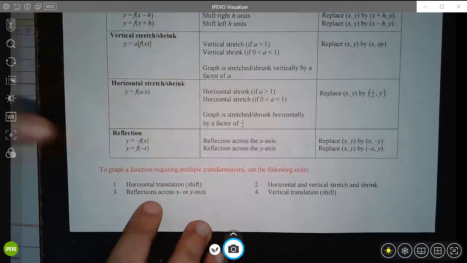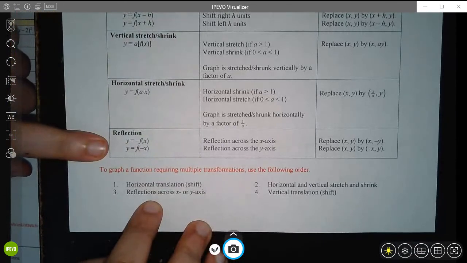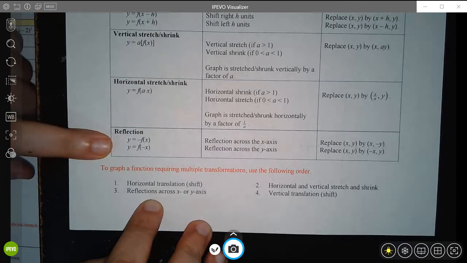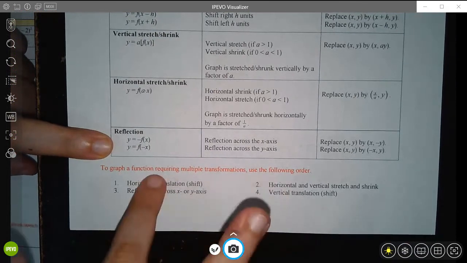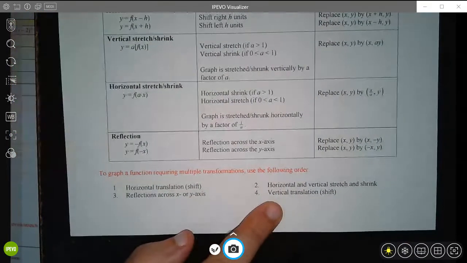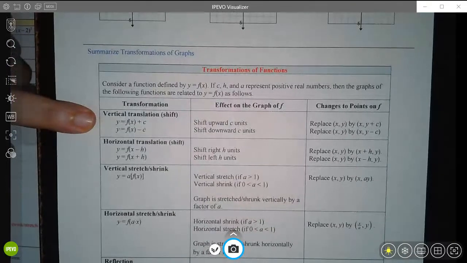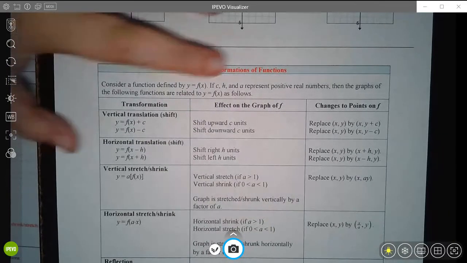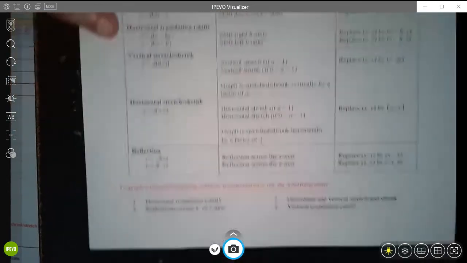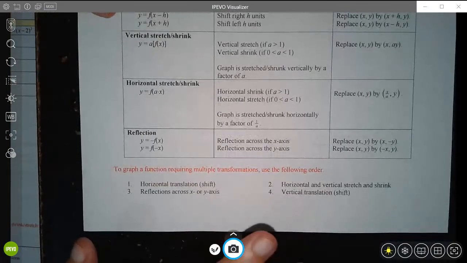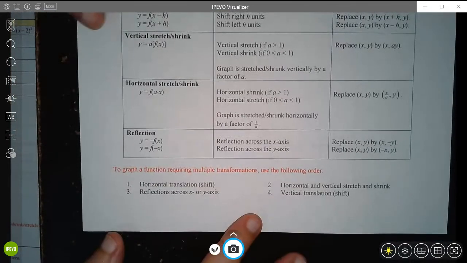Third is reflection. You deal with the negatives. You flip the function in the order you need to after you finish those two. And the last thing is adding and subtracting to the function on the outside, which is the vertical shift. So that's the order you need to use every time you solve any problem. Now, we'll use that.